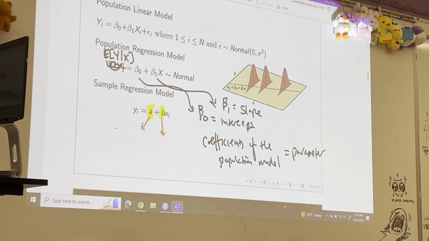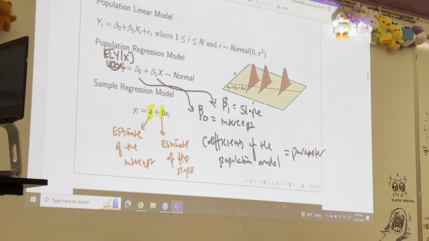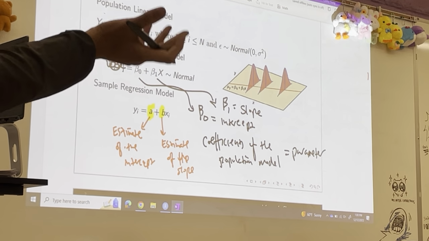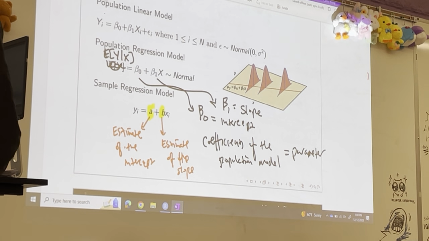This is the estimate of the intercept, and this is the estimate of the slope. Again, our goal is to figure out what that population model looks like, and if I could do an inference on the slope and the intercept, then I can get closer to knowing what that model in the population looks like. So that's the idea there.